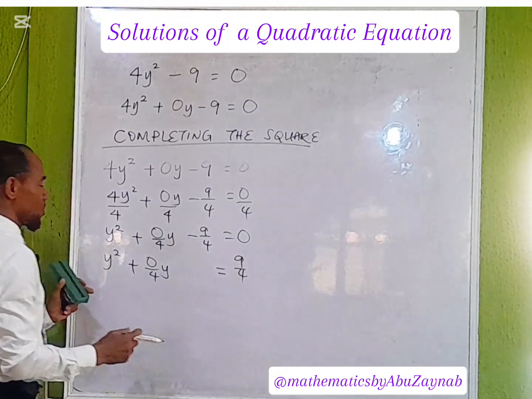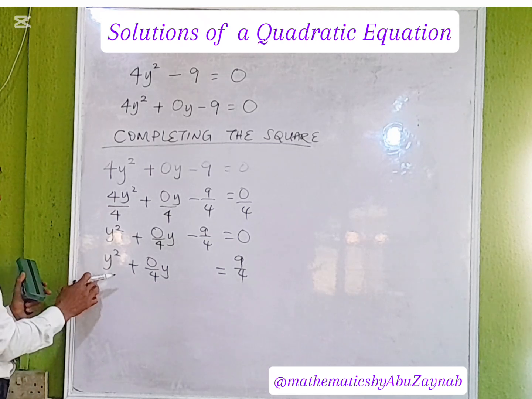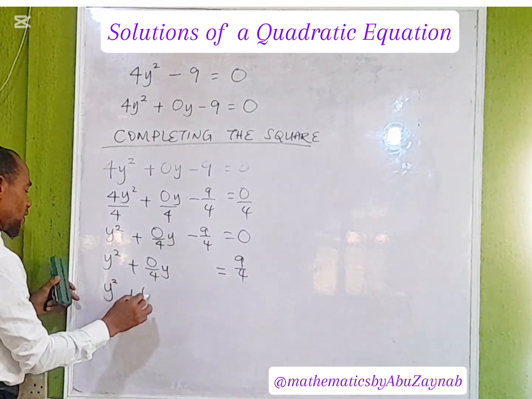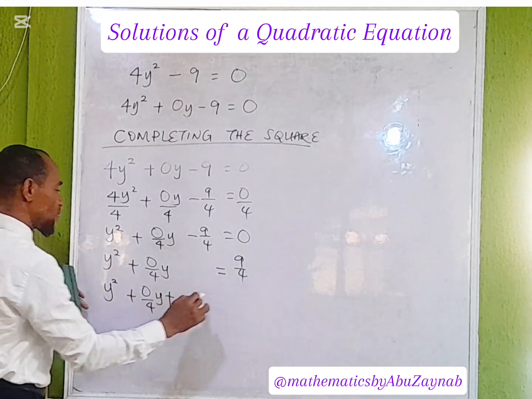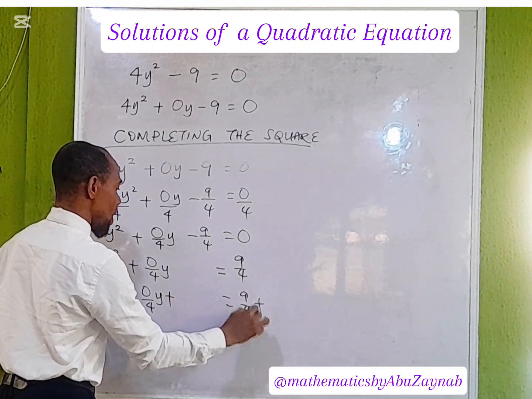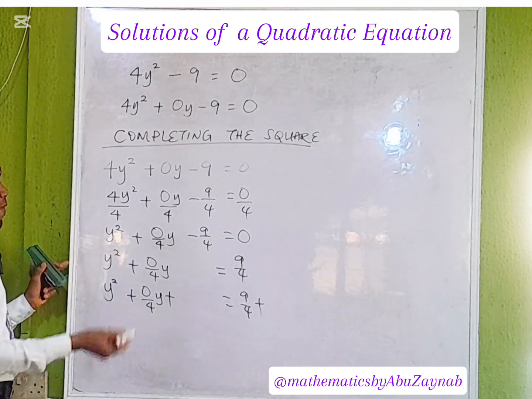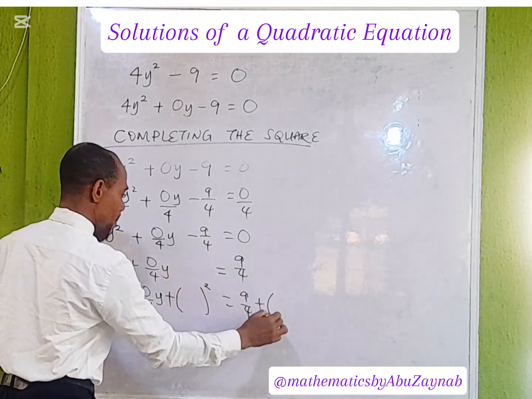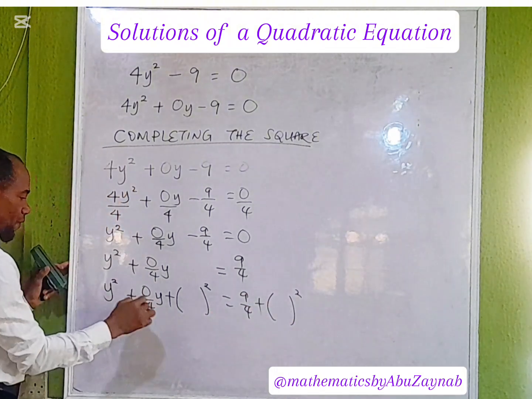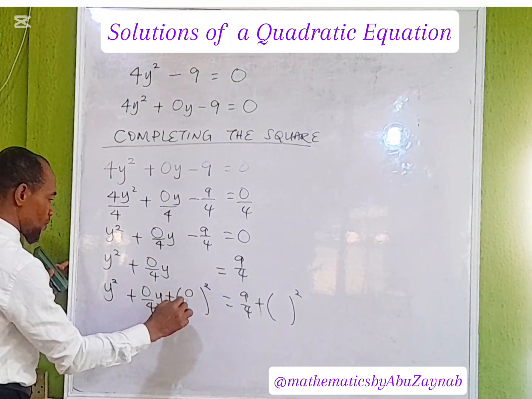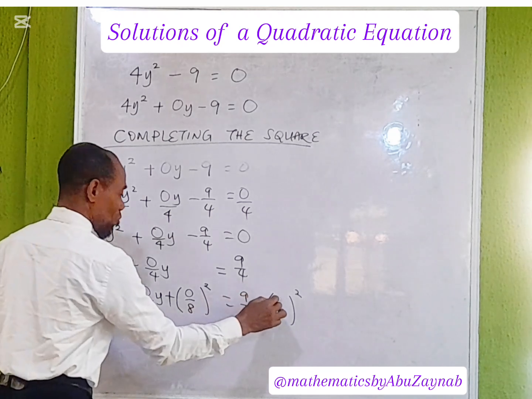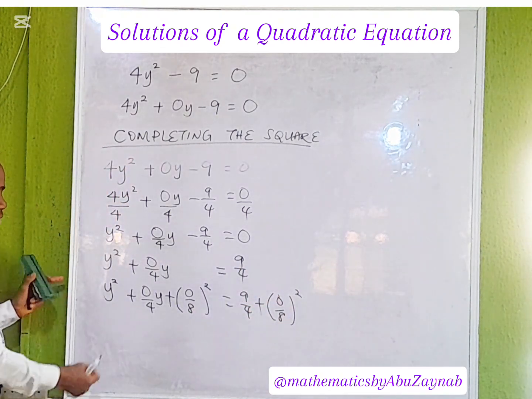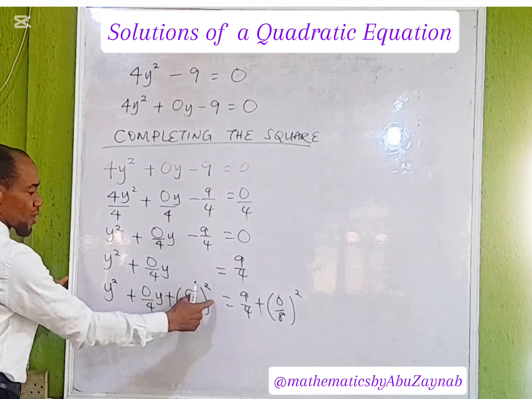Remember the procedures? After ensuring you have 1 as the coefficient, then you move the constant to the right-hand side. And here comes the main step, which is to add to both sides the square of half the coefficients. Half of this is still going to be 0 over 8, which of course is 0 indeed.